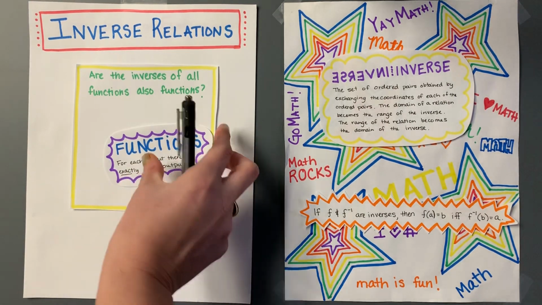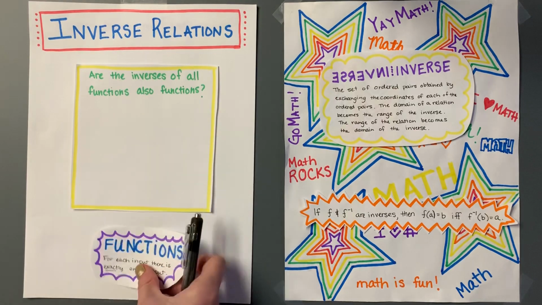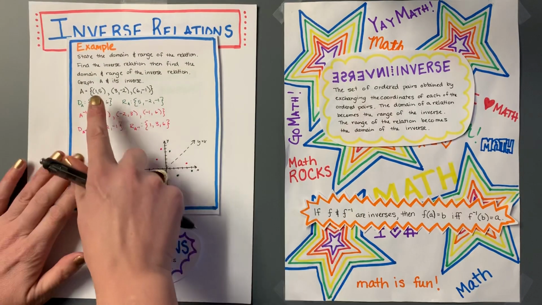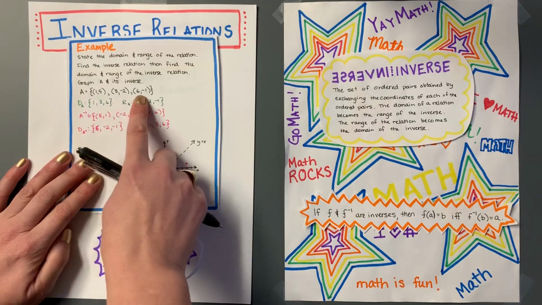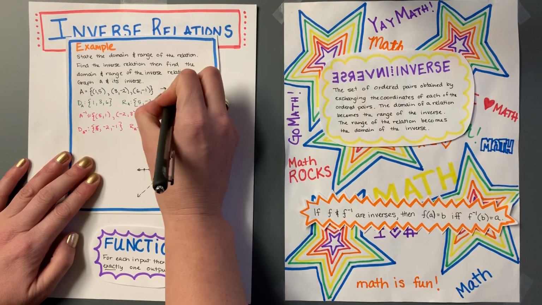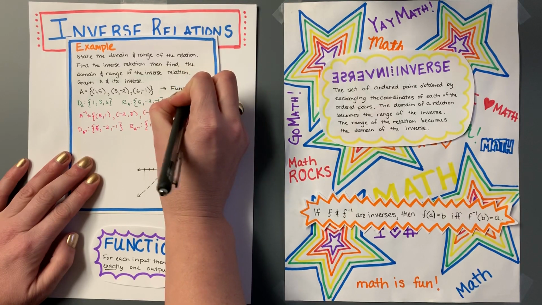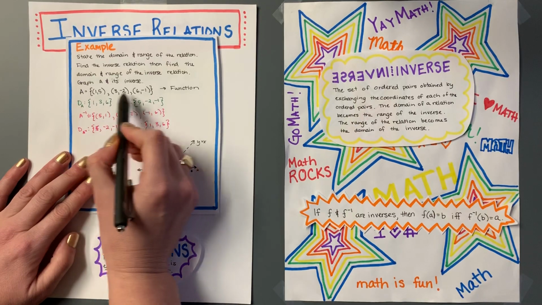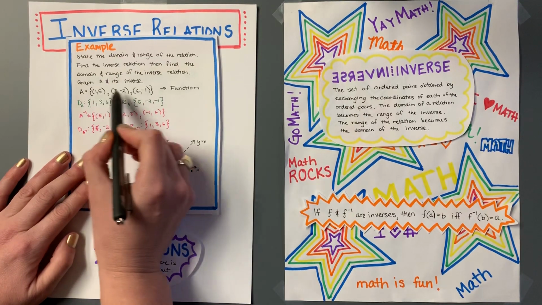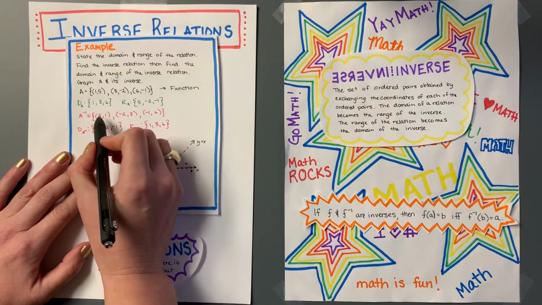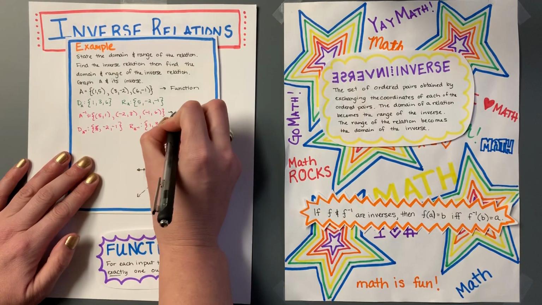So if we're looking at a situation like our last example, we had this relation A: (1, 5), (3, -2), and (6, 1). This original relation A is a function. We have the inputs 1, 3, and 6, and they each have their own output. When I look at my inverse relation, this is also a function.